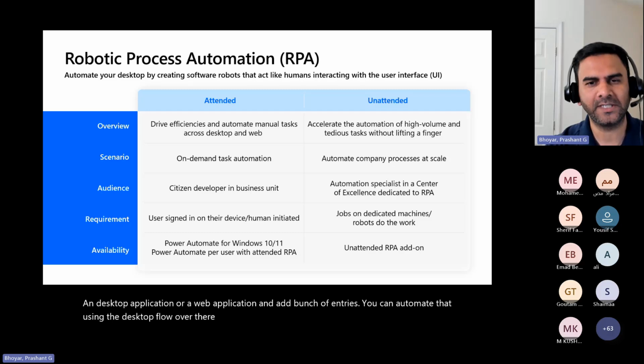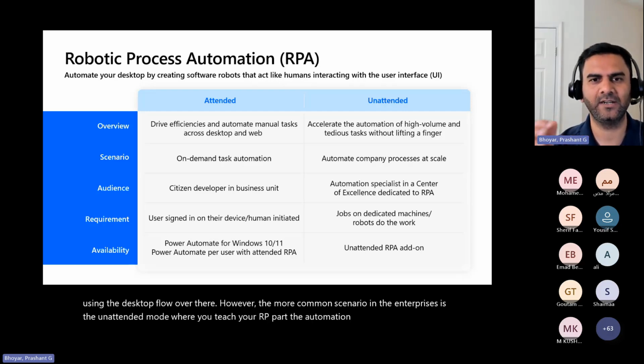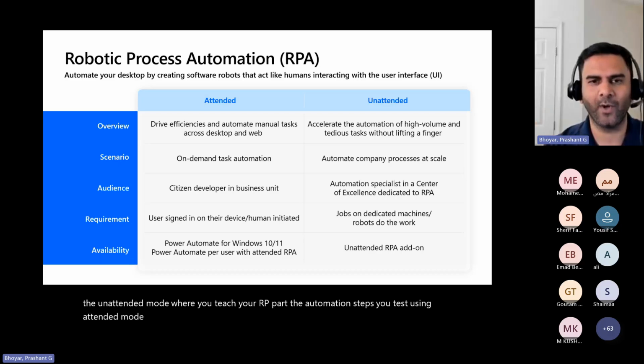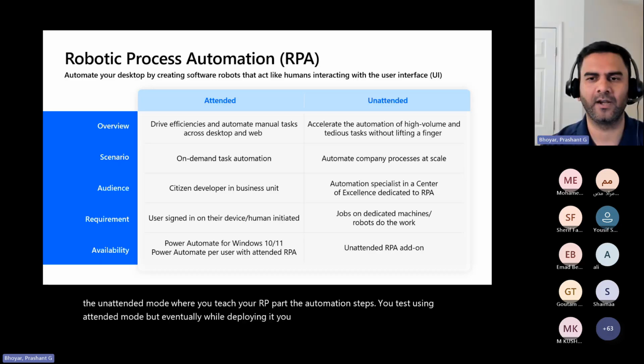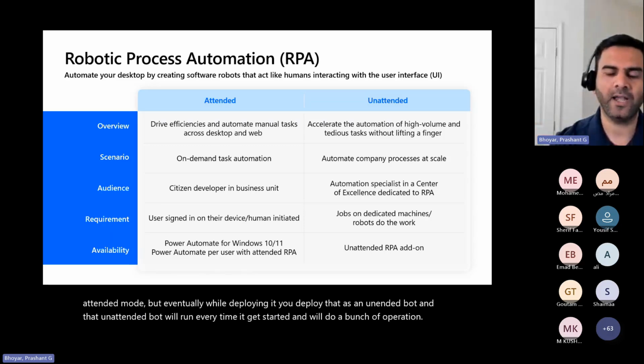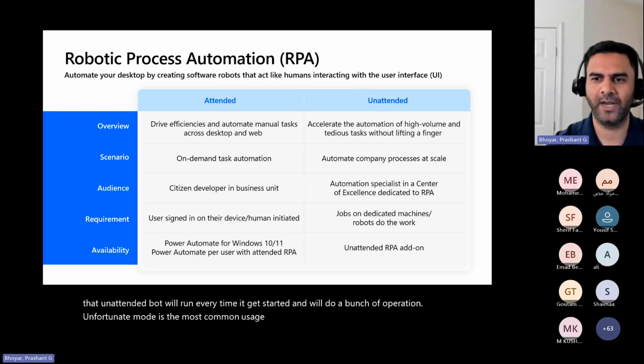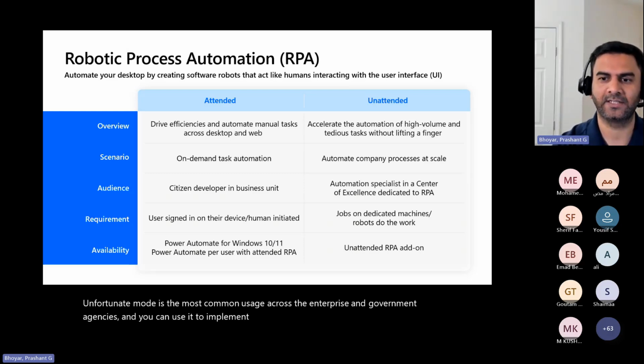However, the more common scenario in the enterprises is the unattended mode, where you teach your RPA bot the automation steps, you test using attended mode, but eventually while deploying it, you deploy that as an unattended bot, and that unattended bot will run every time it gets started and will do a bunch of operations. Unattended mode is the most common usage across the enterprise and government agencies, and you can use it to implement automation at scale.